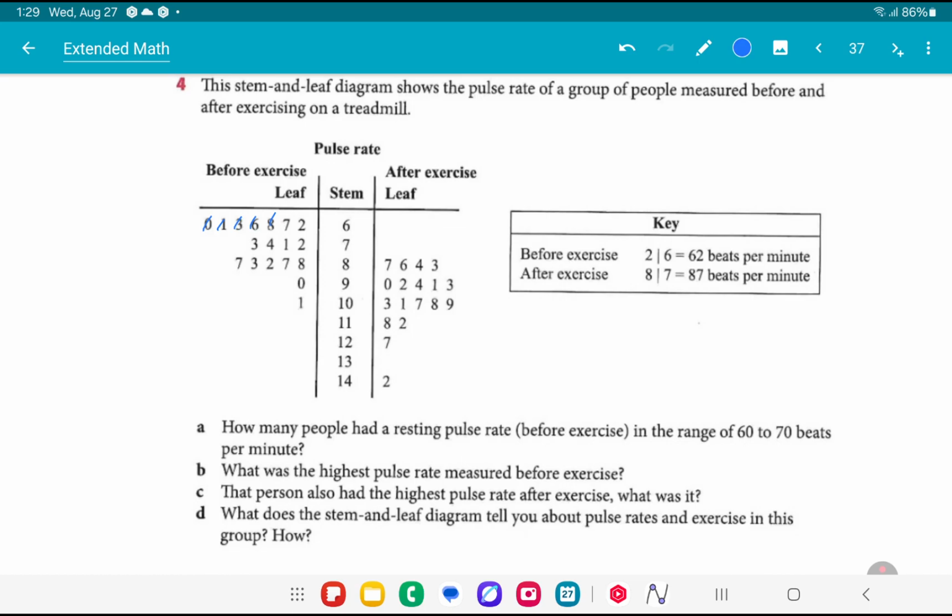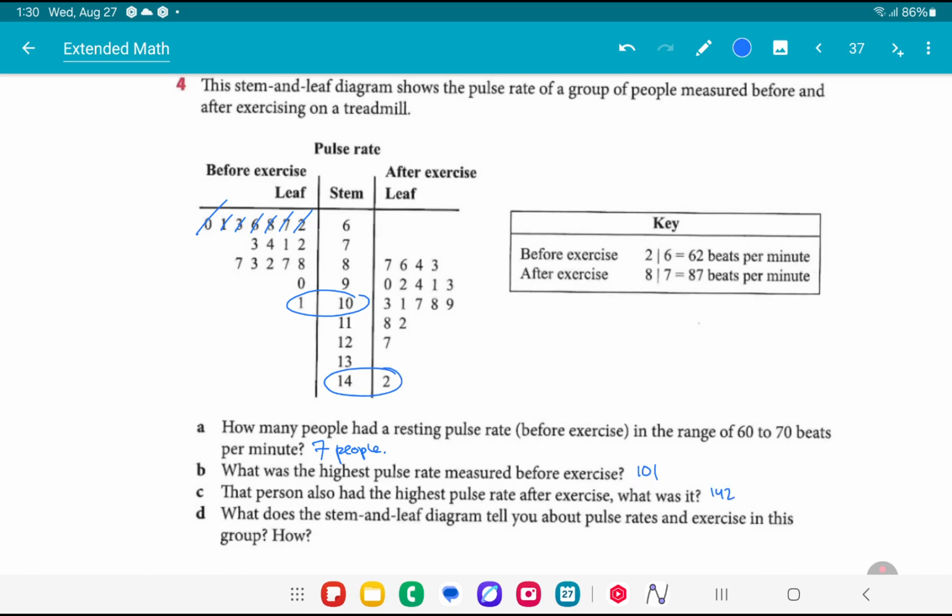How many people had a resting pulse? The range are 60 to 70. So 60 we exclude. 1, 2, 3, 4, 5, 6, 7, including the 60, 7 people. What was the highest pulse rate measured before exercise? Here, 101. That person also had the highest pulse rate after exercise. What was it? So the answer is here, 142.